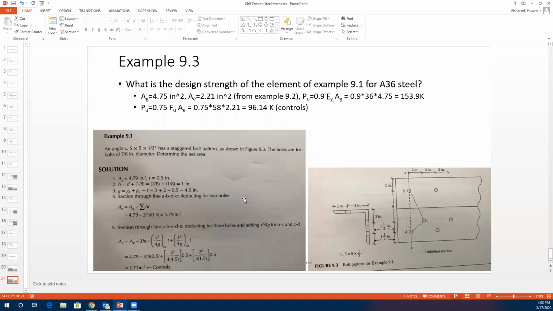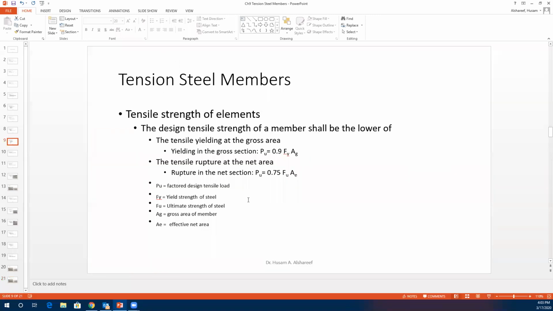So if I take you back to slide number 9, we said to find the design strength in the tension scenario, we have to find the yielding at the gross section, and then we have to find the rupture at the net area and see which one is smaller, and that controls. In other words, whichever value is smaller is the one that's going to fail first. So now we want to determine if the failure is going to be through rupture or going to be a yield in the gross section area.